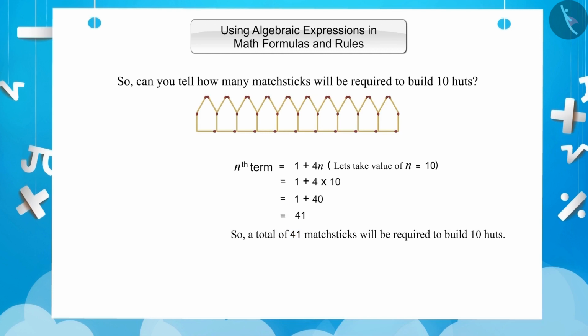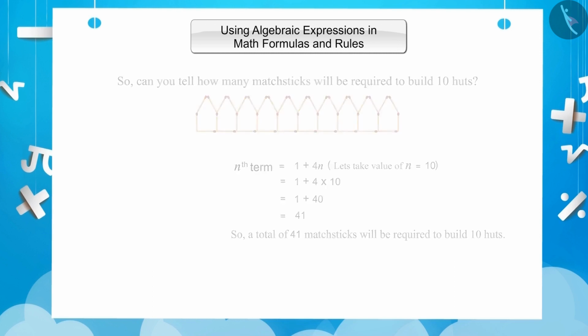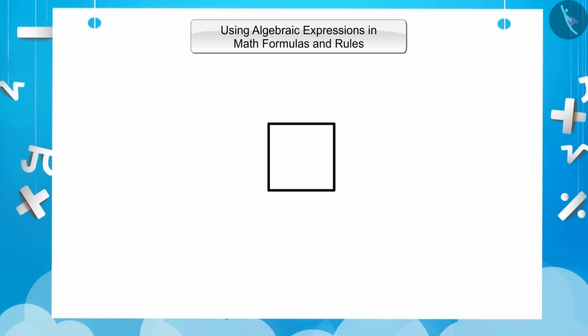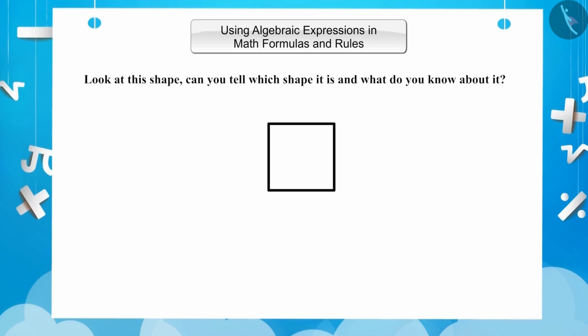Let us now learn about the use of algebraic expressions in geometric figures. Children, look at this shape. Can you tell which shape it is? And what do you know about it? Yes, it's a square. We know that all the sides of the square are equal. Let us represent the side of this square with L, whose value here is 6 cm.